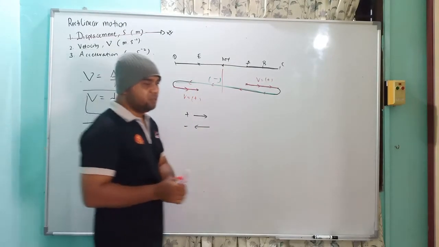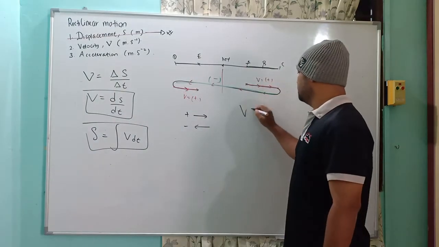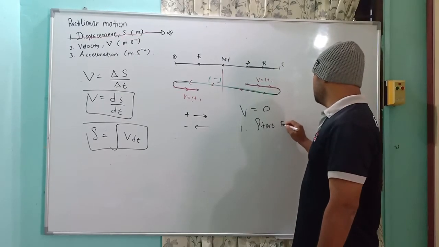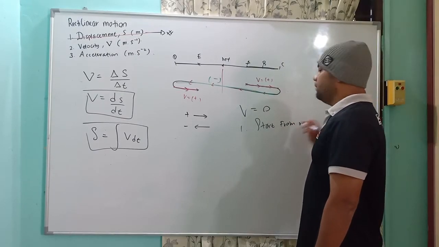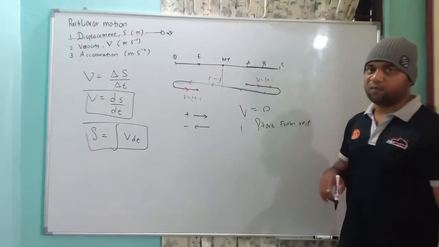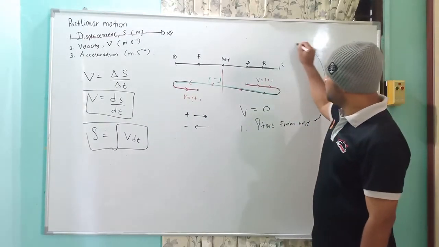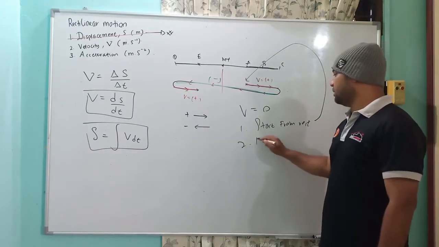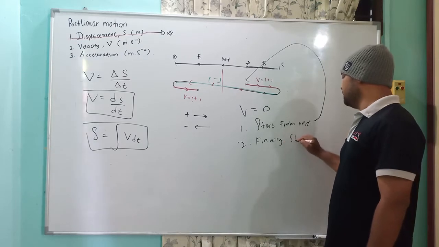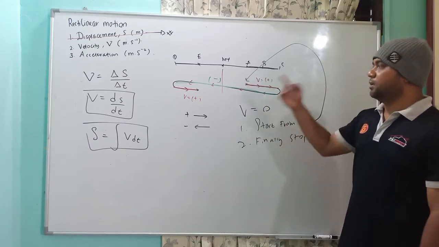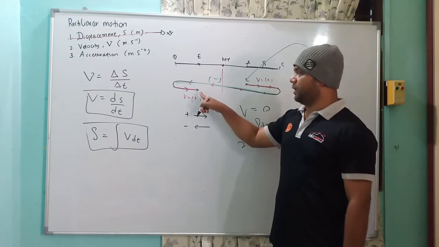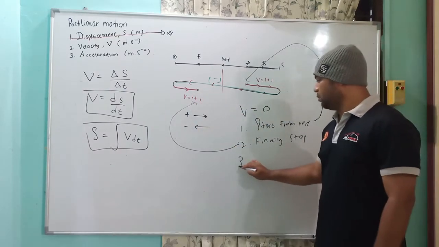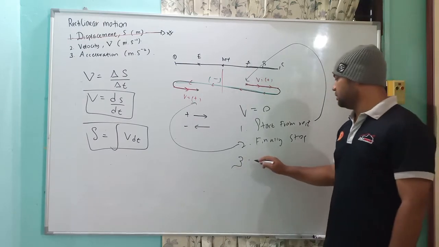And we have three conditions where v equals 0. First one, start from rest. If the question says the particle starts from rest, so we have the first one here, start from rest, v equals 0. Second one, finally stop. If the question says the particle is moving and then stops at E, so at this point, v equals 0.